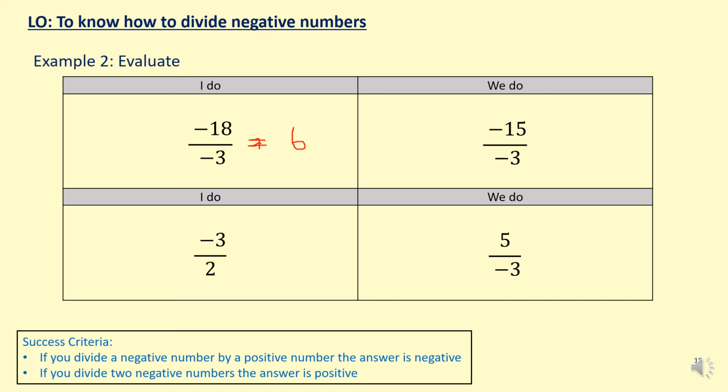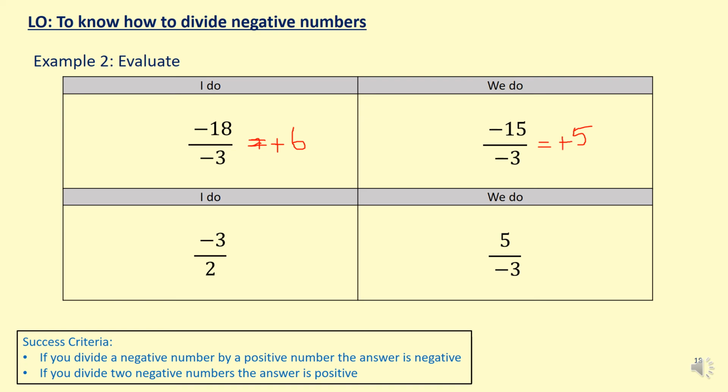Then negative divided by negative, we said in the success criteria as well, is positive. So 18 divided by 3 is 6. Negative divided by negative is positive. So it's positive 6. 10 seconds. Have a go with the video. Again, 15 divided by 3 is 5. Negative divided by negative is positive.